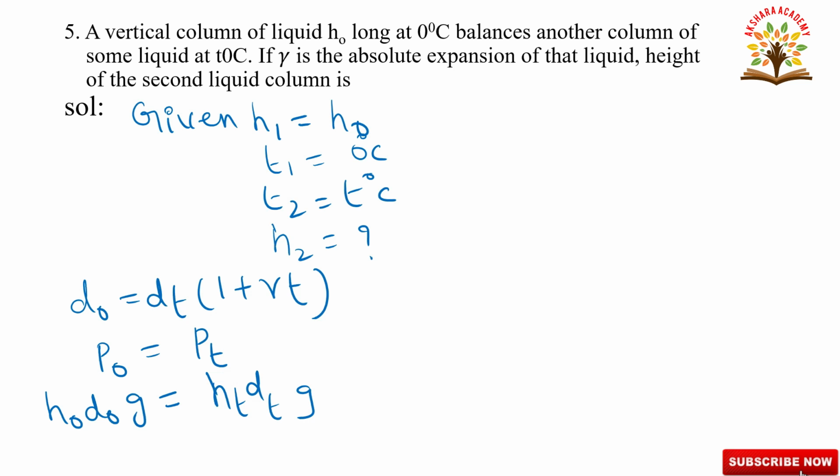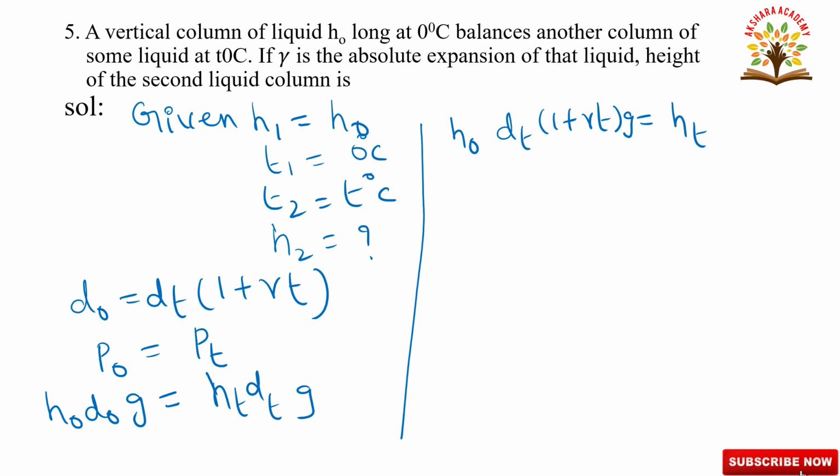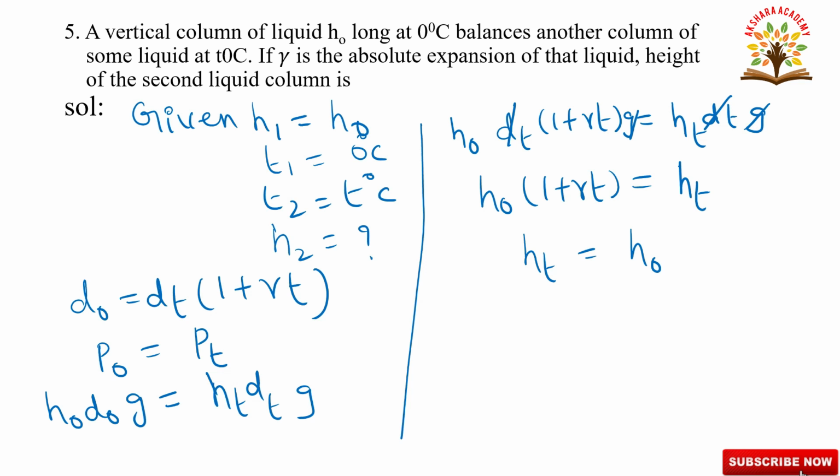Substituting these values, H0 into dt of (1 plus gamma T) is equal to Ht dt into g. g gets cancelled and dt also gets cancelled. H0 of (1 plus gamma T) is equal to Ht. So the height of the second liquid column Ht is equal to H0 of (1 plus gamma T). This is the final answer.